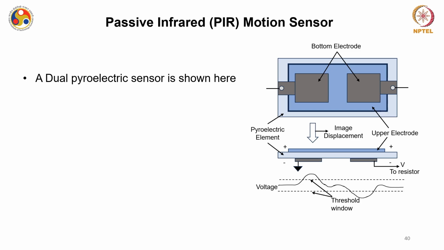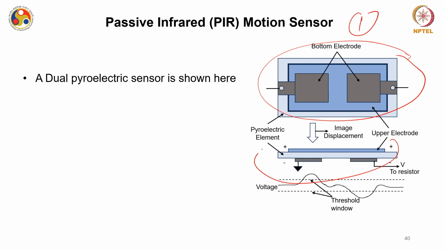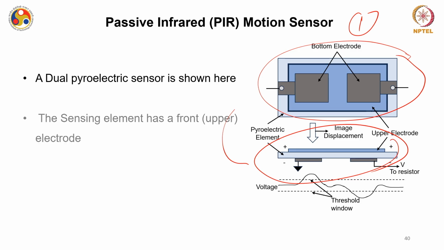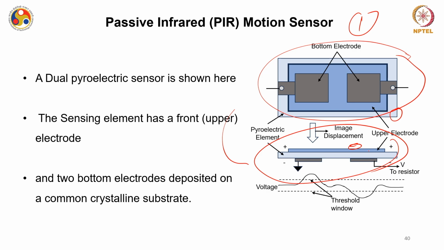A dual pyroelectric sensor is shown here. This is a side view, and you can see a top view. The sensing element has a front electrode. I am talking about this electrode here. If you are not comfortable with front electrode, you can also call it the upper electrode. And there are two bottom electrodes. We will see how it is fabricated.